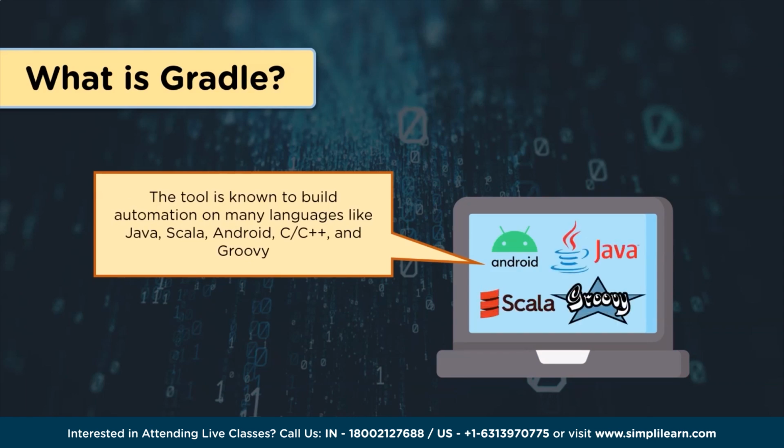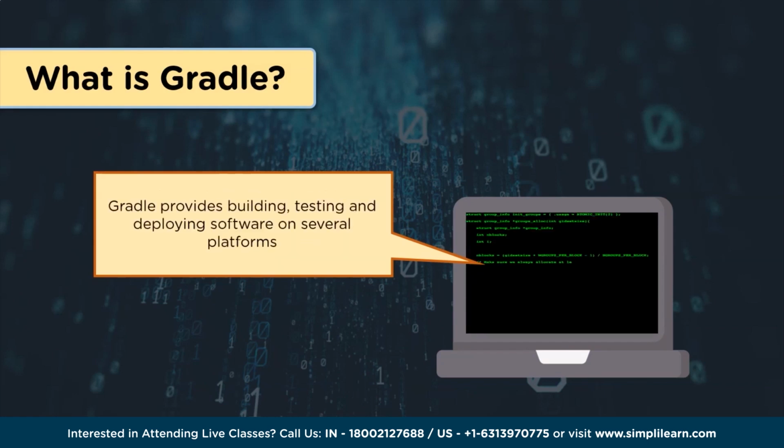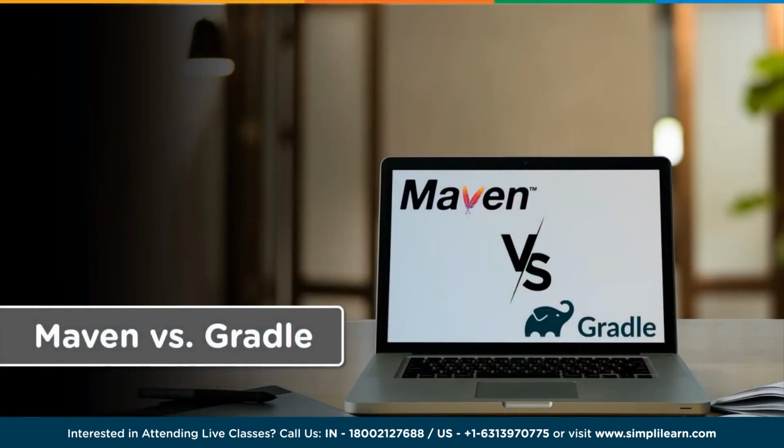Gradle is known to build automation in many languages like Java, Scala, Android, C, C++, and Groovy. The tool supports Groovy-based domain-specific language over XML. Gradle provides building, testing, and deploying software on several platforms. The tool is known to build any software and large projects. Before we move forth, we must know that Gradle includes all the pros of ANT and Maven. Along with that, it also curbs all the cons of both of these build tools.